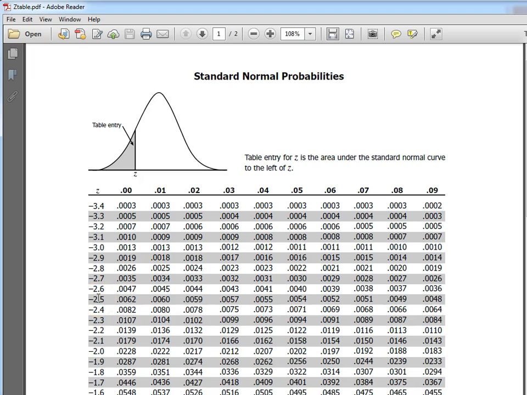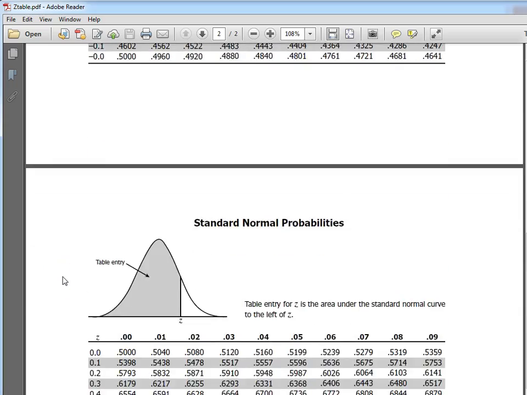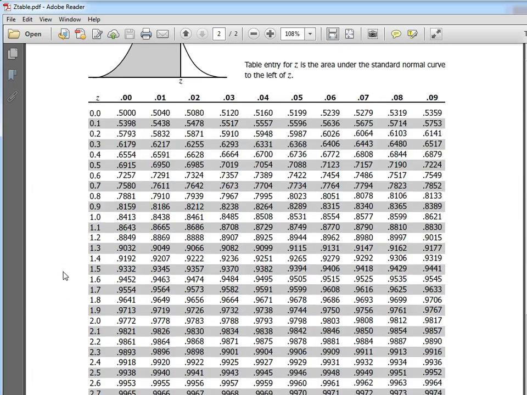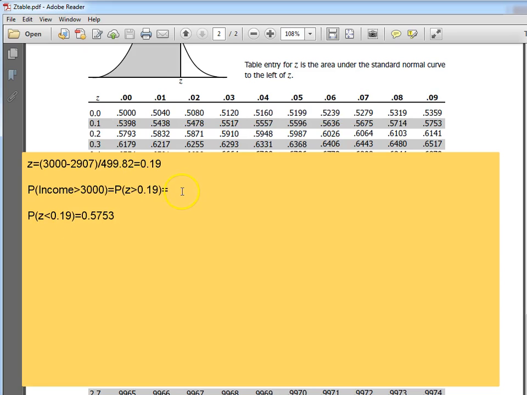When we look for that probability in our Z table, remember that the first page gives us only negative scores. And we want to look for the score 0.19. So here on the second page, we find in the second row 0.1. That's our first spot. And then we go to the column of 0.09. That's going to give us a probability of 0.5753. Now remember that the table gives us everything that's below that Z score. So that's giving us a probability that Z is less than 0.19.